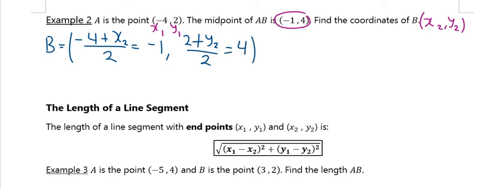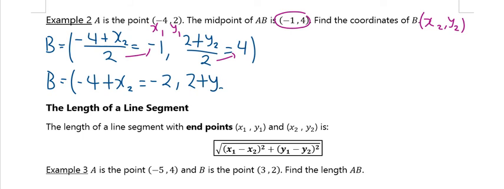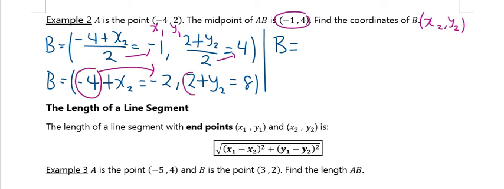So over here, the next thing I'm going to do is cross multiply by 2, moving it to the left side. So you have negative 4 plus x2 equals negative 1 times 2, which is negative 2. And then for the next one, 2 plus y2 equals 4 times 2, which is 8. So let's proceed to the next one. From your previous step, negative 4, you have to move it to the other side, and 2, you have to move it to the other side. So you can straight away get negative 2, and negative 4 moved to the other side becomes positive 4.